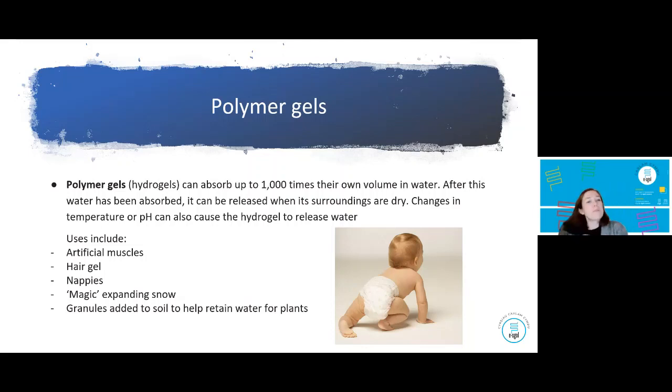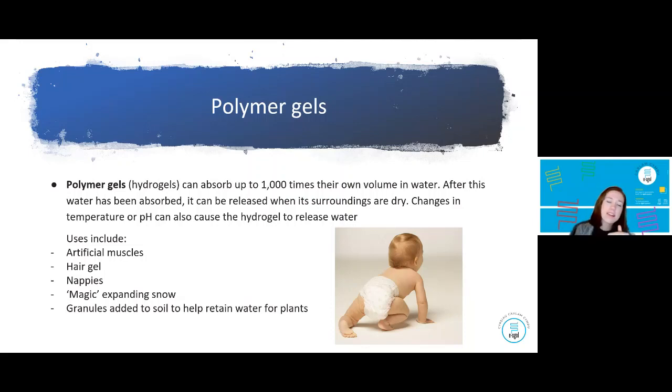Hair gel, possibly not the most important use of a polymer gel. However, on applying hair gel, it will solidify. It's the polymer that helps to bind the hair together and gives you that amazing look, okay, if that's what you like. Another use, really important use, especially when I had my young children, was nappies, okay?